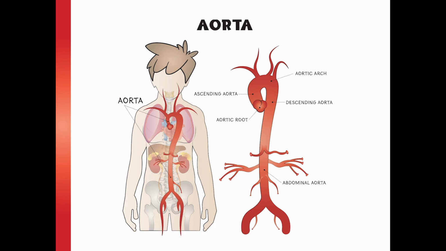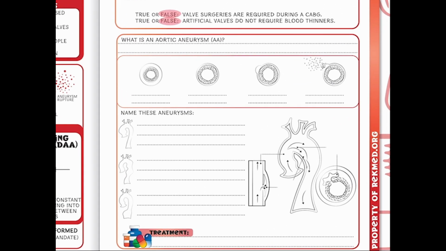So if we go back to our activity, what is an aortic aneurysm, this AA? This is going to be an enlargement of the aorta due to weakened walls that have a dilation of 1.5 times the diameter. So if we look at the internal layers of the aorta, it's going to be composed of three walls or layers.